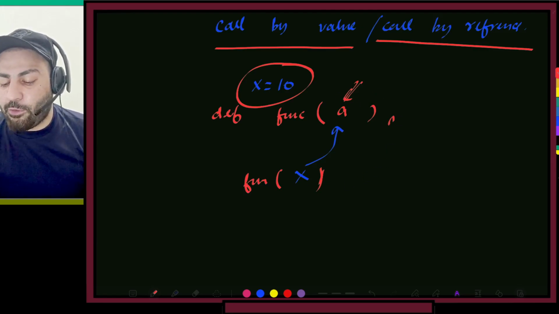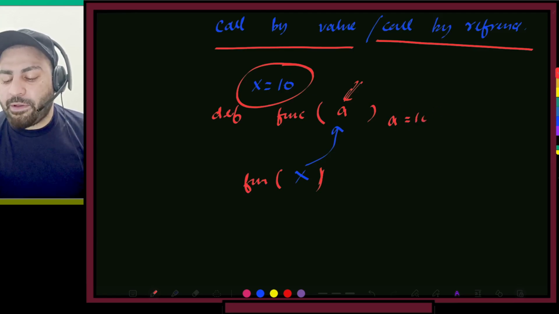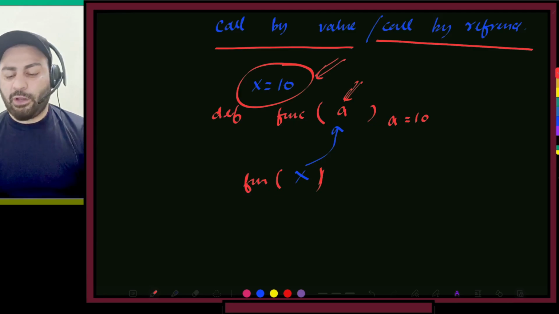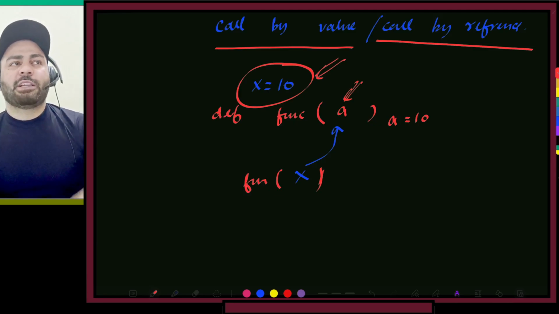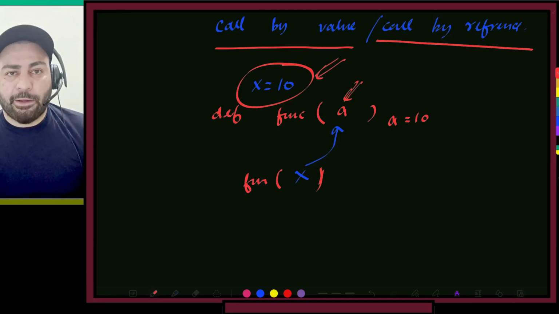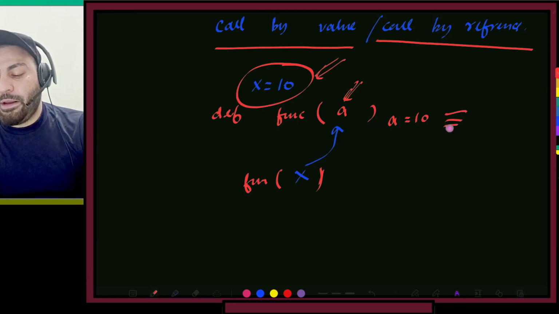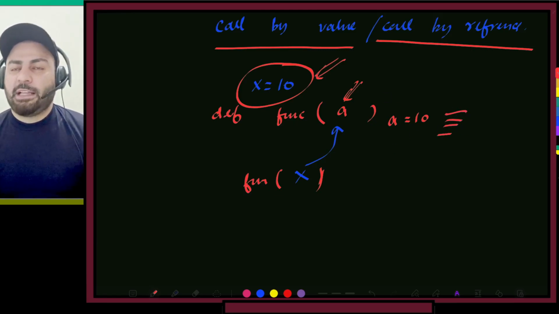Okay, this now has the value 10, and whatever happens to this copy does not affect your value. So this is what is called call by value. You just give the value, you don't give a reference to the variable. Whatever changes are made are made locally in the function.